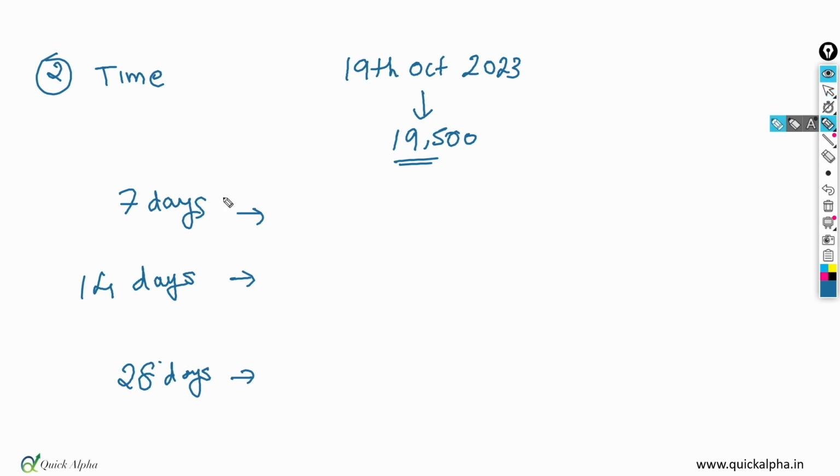Let me just write that down. For 7-day expiry, the premiums were 60. For 14-day expiry contracts, the premiums were 88. And for 28-day expiry contracts, the premiums were close to around 170. So you can see, as and when the time increases, the risk for the seller increases, and that's the reason he is going to demand much higher premium. This is the second factor on which the premiums are actually decided.